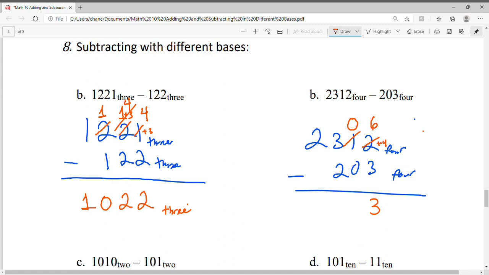0 minus 0 is 0. 3 minus 2 is 1. Bring down the 2. So our solution is 2103, base 4.